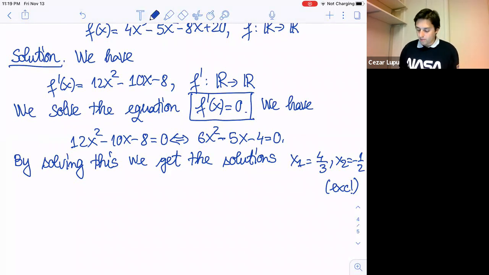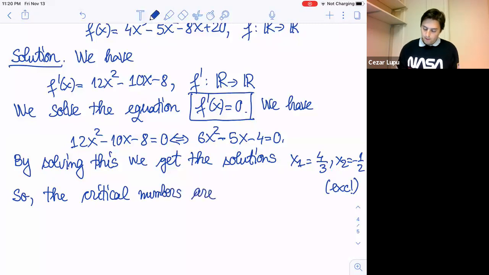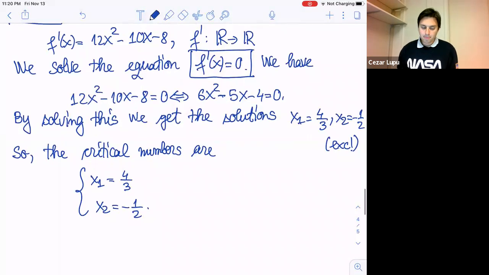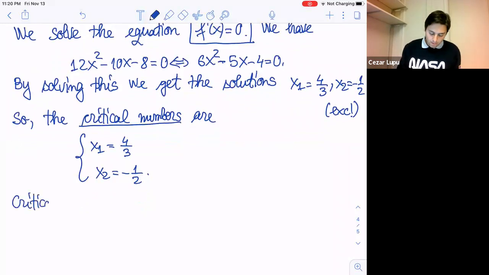So we will call these numbers the critical numbers: x1 is 4 over 3, and x2 is negative 1/2. So these are the critical numbers. And now we would like to find the critical points. So the critical points will be given by the following.